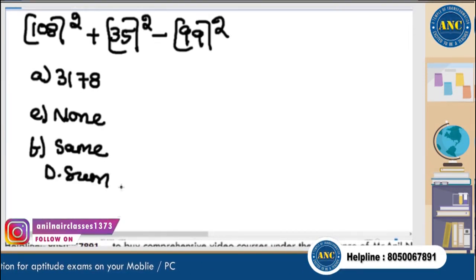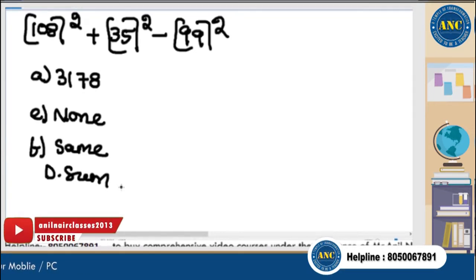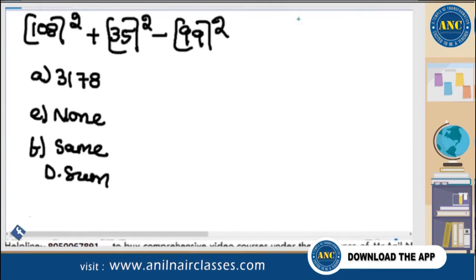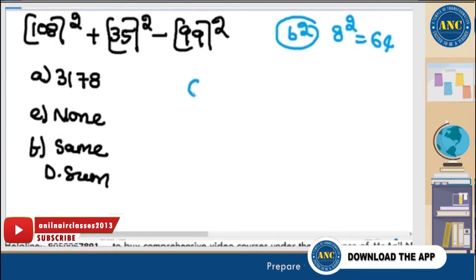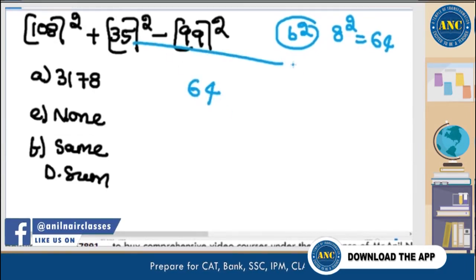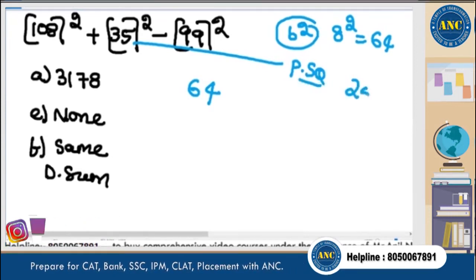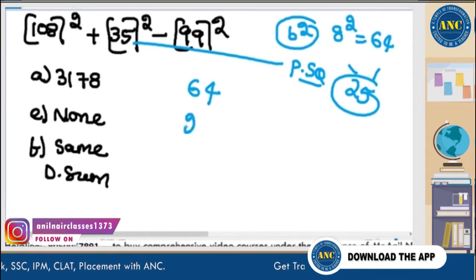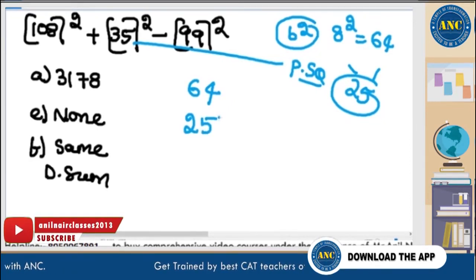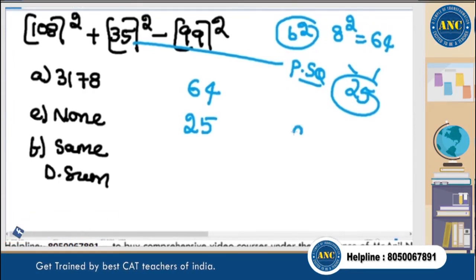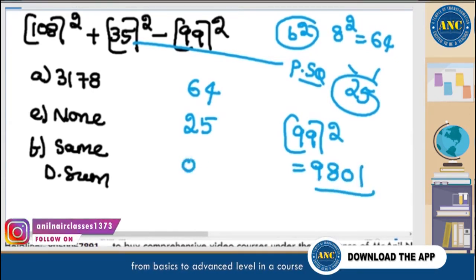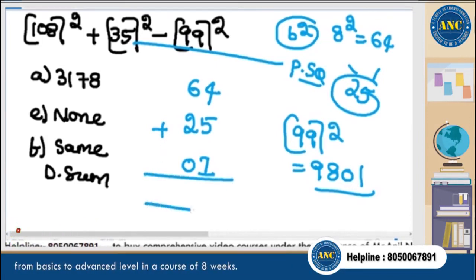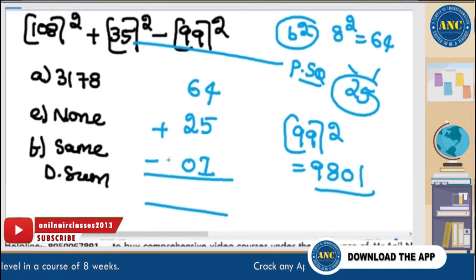Now see here, listen carefully. 108 square plus 35 square minus 99 square. Directly, for 108 square the last two digits are B square. The difference is 8, and 8 square is 64. So it is 64. 35 square is a perfect square; any perfect square ending with 5 has last two digits 25. So it is 25. 99 square, we just discussed the shortcut: 99 square is 9801. So it is minus 1. It is plus and minus.